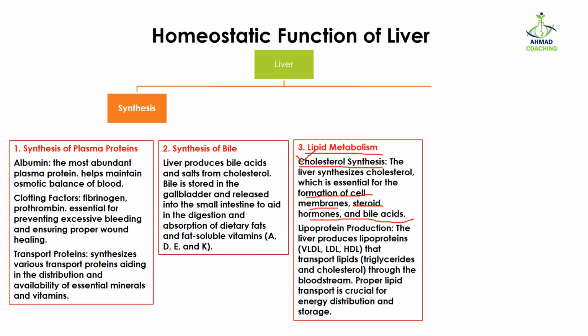Then comes the lipoprotein production. Lipoprotein means lipid and protein combined together. The liver produces lipoproteins, which are very low density lipoproteins, low density lipoproteins, and high density lipoproteins, that transport lipids, which are triglycerides and cholesterol, through the bloodstream.